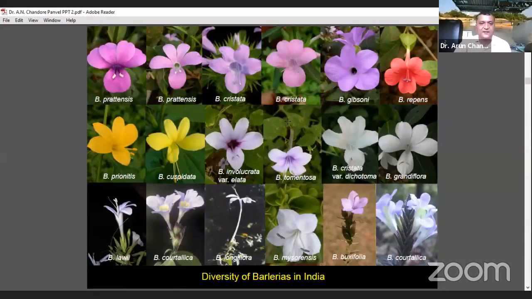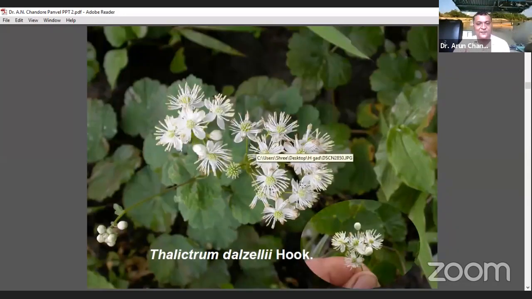One of my senior colleagues, Dr. S.M. Shenge, worked on Barleria and reported about 28 species of Barleria from India. You see, this is the wild species diversity of Barleria. Then this is Thalictrum, restricted only to our Harichandra and Kalsubai area, Thalictrum dalzellii.